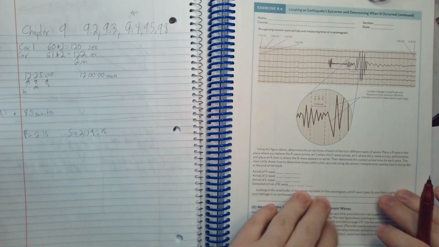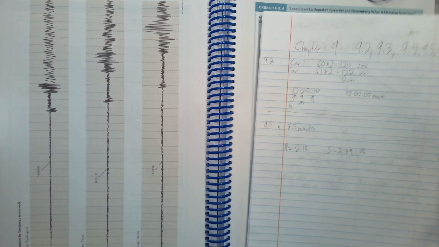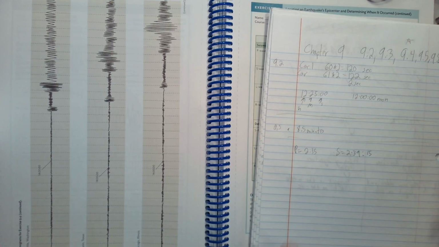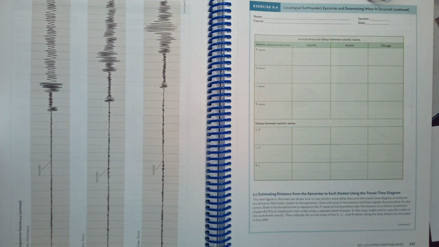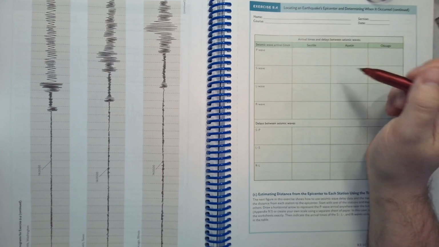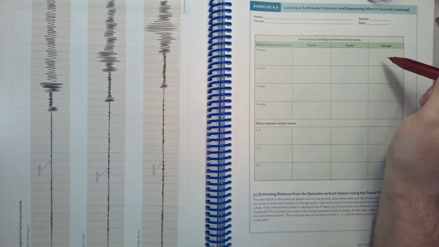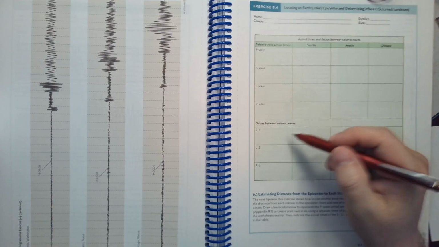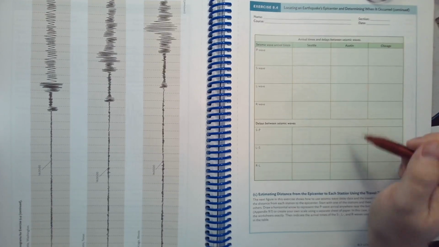This is kind of a practice for what we're getting into for 9.4. All right. Then we come to the actual seismographs of interest, which are on this page. We have Seattle, Washington, we have Austin, Texas, and we have Chicago. What we're going to be doing is identifying the P wave arrival times for the 3 cities. We're going to identify the S wave arrival times for the 3 cities. And then we want to figure out the S minus P delay for those cities.